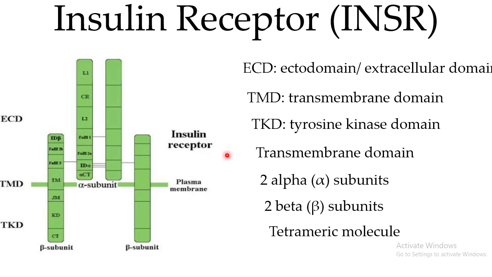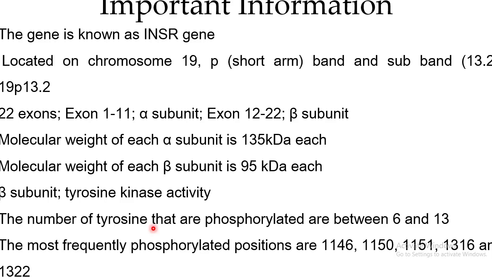In the last video, we discussed the insulin receptor. That insulin receptor is a tetrameric structure. It contains two alpha subunits and two beta subunits, and the tyrosine kinase activity lies in the beta subunit. Then I told you some important information about the receptor: the gene is located on chromosome number 19, it has 22 exons, and the beta subunit contains the tyrosine kinase activity. That is what we discussed in the last video.